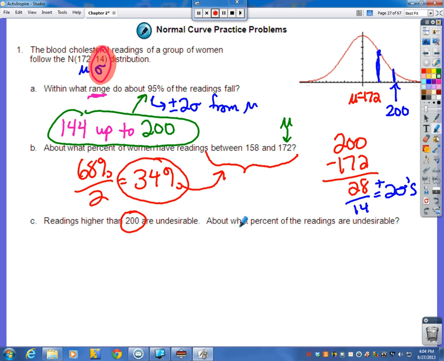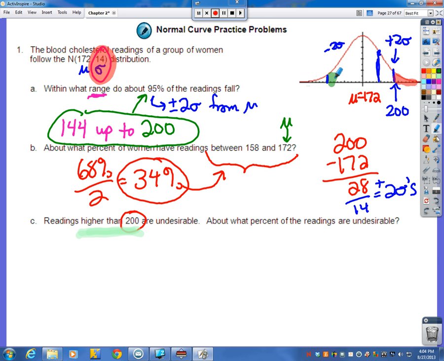So that specific number again was 200. They want to know now what is the percent that are undesirable. And undesirable means higher than 200. So we want to find the area under the curve that's beyond 200. All these people right here that have 200 and up. All right, so to do this one, since this was 2 standard deviations above the mean, let's go all the way down to 2 standard deviations below the mean.